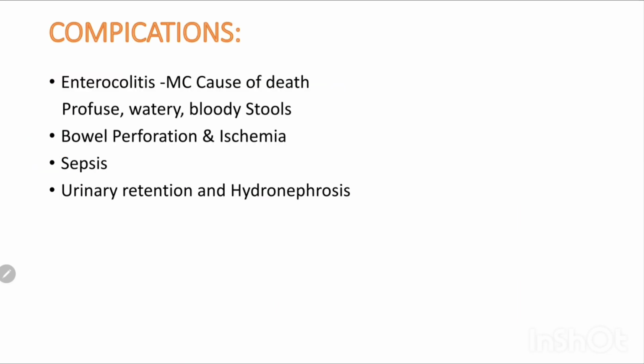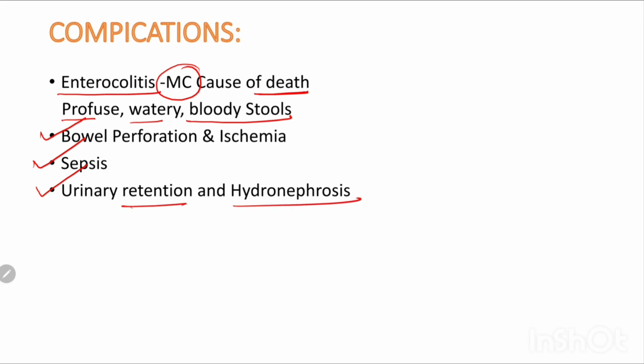Complications of Hirschsprung disease. If Hirschsprung disease is left untreated, there will be development of complications. These are enterocolitis, which is the most common cause of death in Hirschsprung disease. There will be profuse watery bloody stools. Then bowel perforation and ischemia, sepsis, and urinary retention and hydronephrosis.